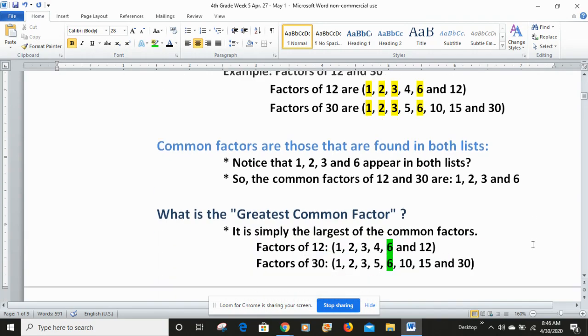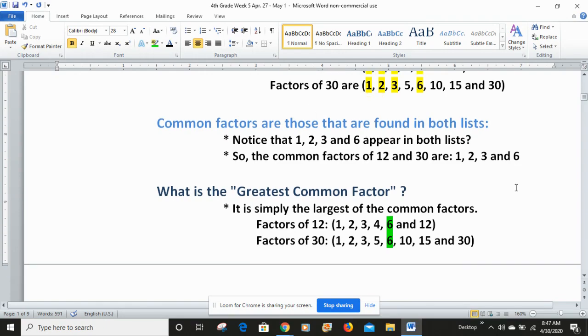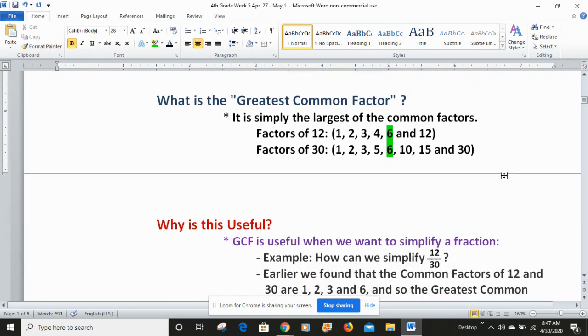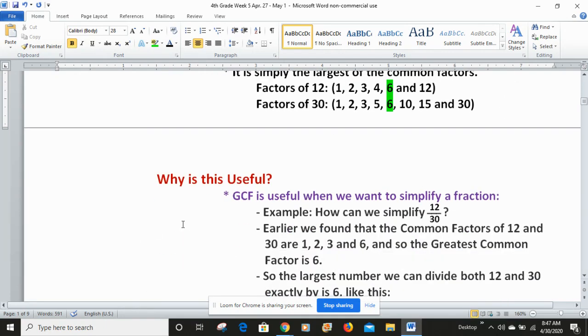So then what's the greatest common factor? It is simply the largest of the common factors. So out of these numbers right here, 1, 2, 3, and 6, 6 is the largest common factor. So we call that the greatest common factor. What do we do with it? Why is this useful? GCF, or greatest common factor, is useful when we want to simplify a fraction.